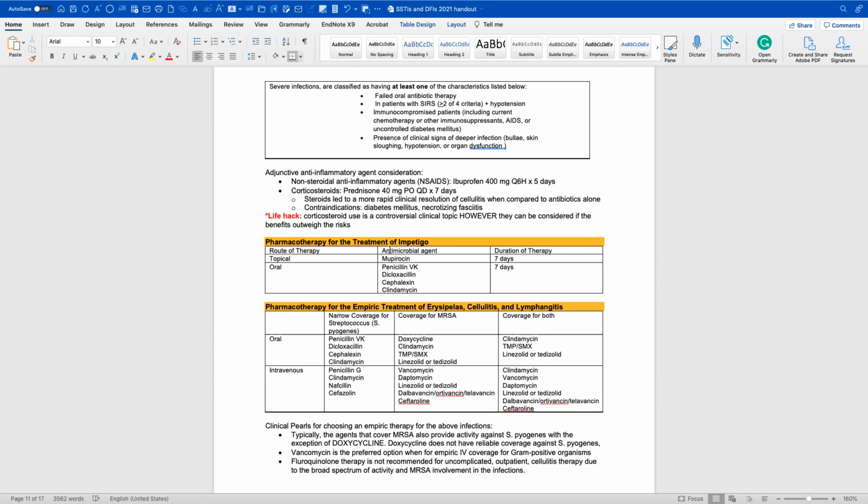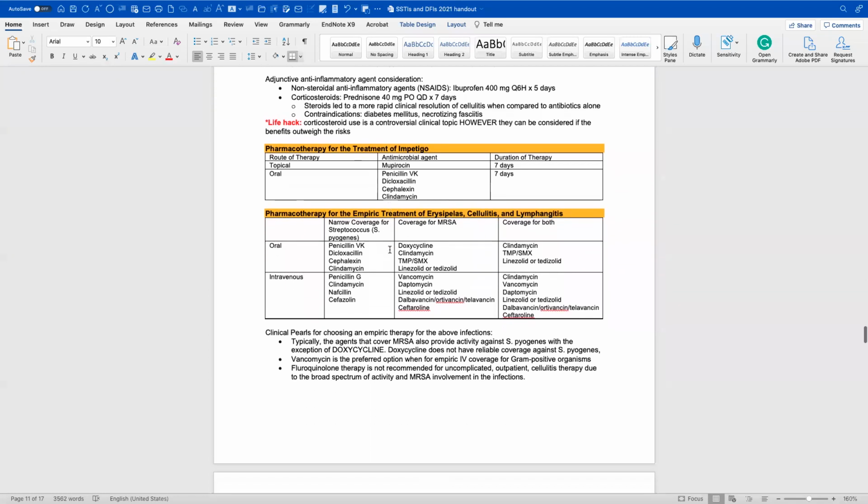In the event that you want to cover for MRSA, then you can use the following agents as previously described. And if coverage for both, clindamycin, Bactrim, linezolid, tedizolid. For intravenous, you can scale up with therapy. I won't go ahead and read this. This will give you all an excuse to make sure that you go through the handout before the IRAT, which I truly recommend, but it lists all of the treatment regimens there.